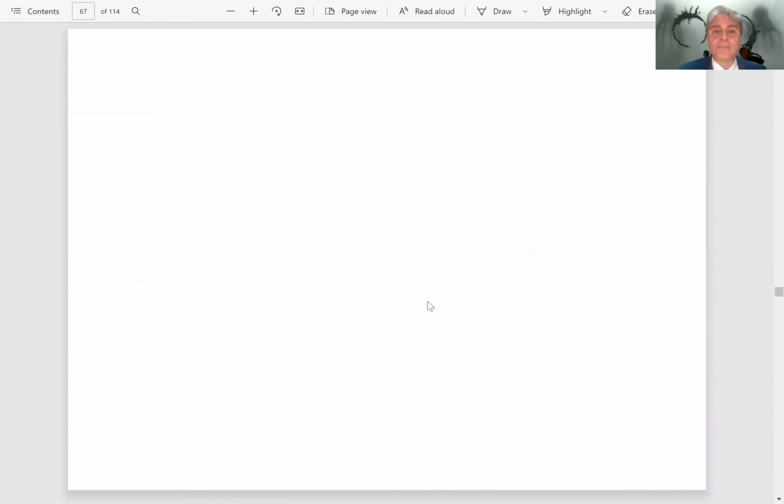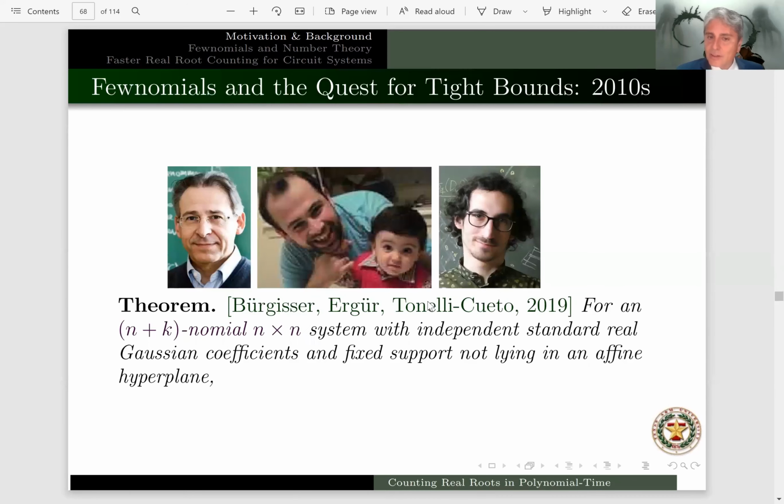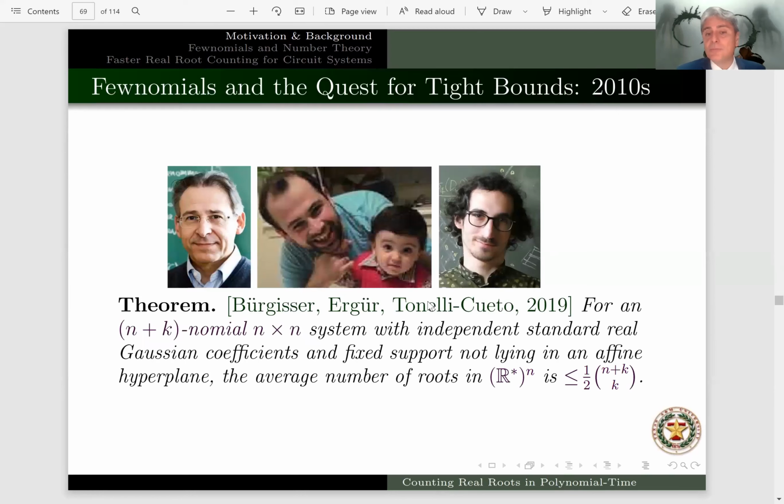That's all you know. Now, a very important observation, a beautiful result from quite recently, by Peter Bürgisser, Alperen Ergür, and Josué Tonelli-Cueto, is that if you look at random sparse systems, then it turns out the average number of roots in the real algebraic torus is bounded above by a much better quantity. I don't want to digress too much here, but this quantity is significantly better, of much smaller order than the bound from the real Fewnomial theorem.